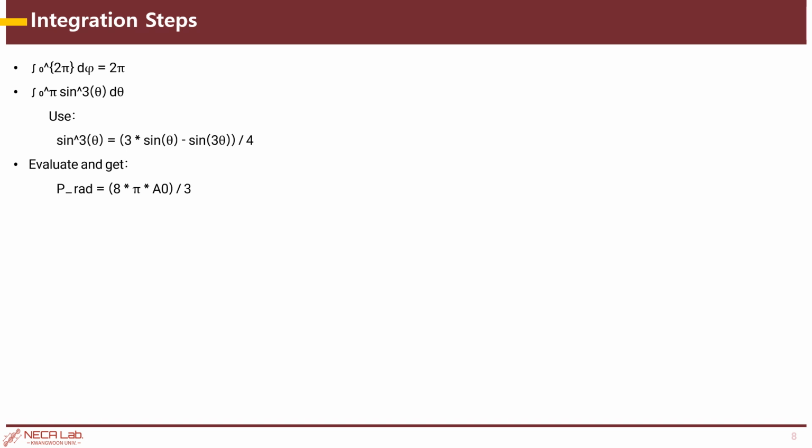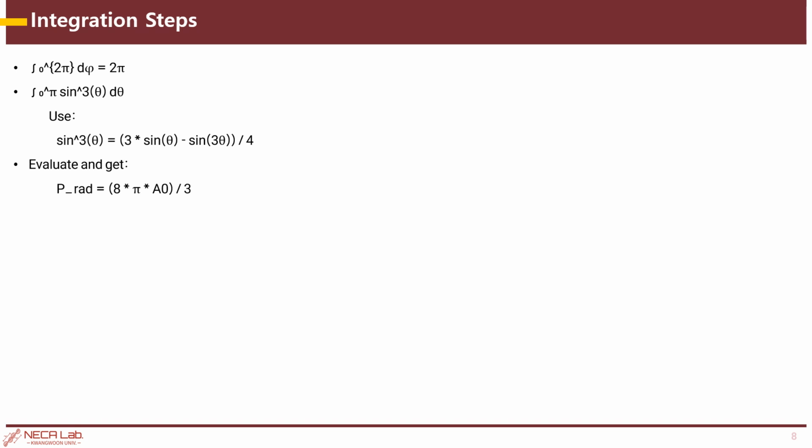Now let's break down the integration steps we need to find the total radiated power. First, we integrate over phi. The first equation simply accounts for the full circle around the antenna, and second, we integrate over theta using sin cubed theta. For this, we use the sine to the power 3 theta identity, and this helps us simplify the integral.